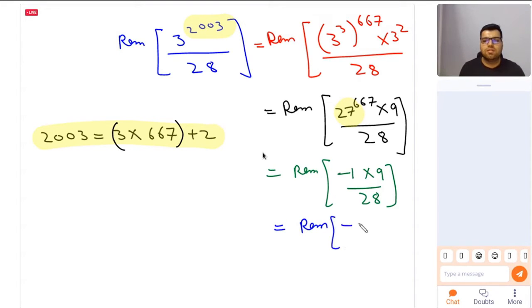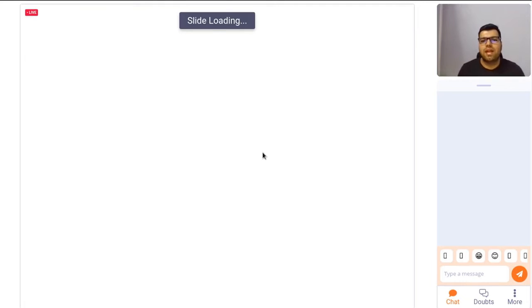So minus 9 with 28, I will simply write as minus 9 plus 28, because I have to make it positive, between 0 and 28. So 28 minus 9 is 19. So the remainder is coming out to be 19. This is clear to you, I know. So the answer is 19 by 28.